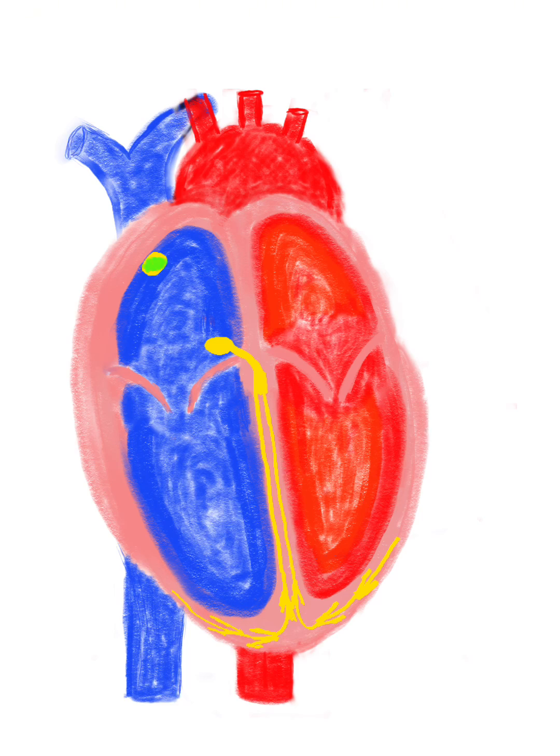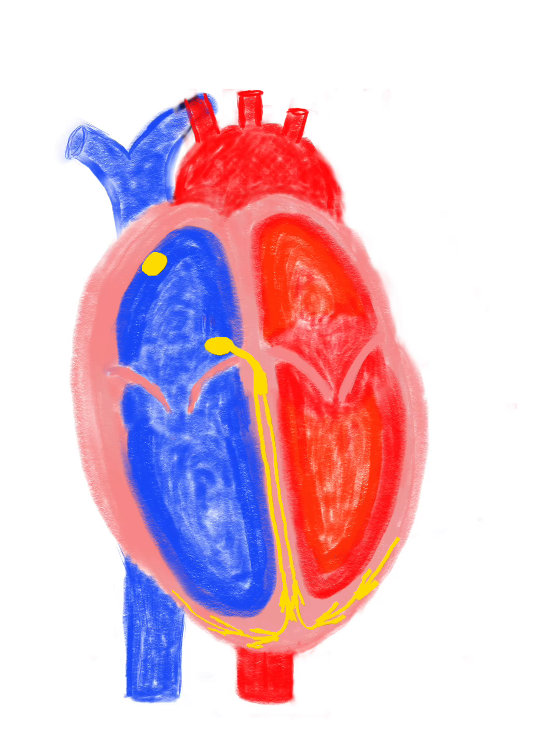From the SA node, the impulse spreads through the walls of both atria. As this wave of depolarization passes, the atrial muscle contracts, pushing blood from the atria into the ventricles. This ensures the atria contract first, before the ventricles.